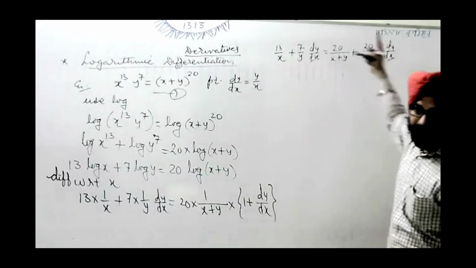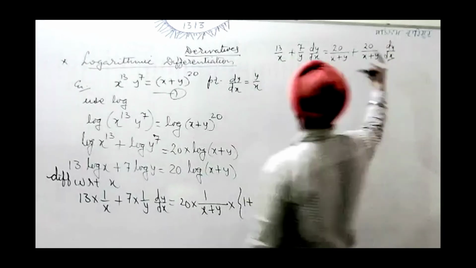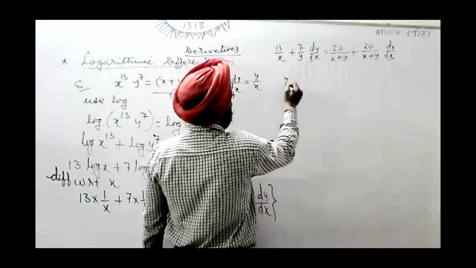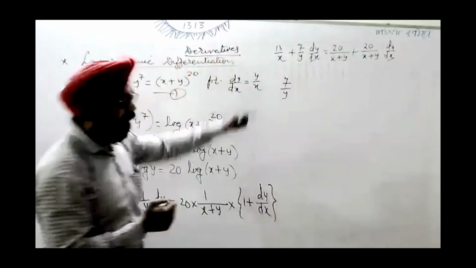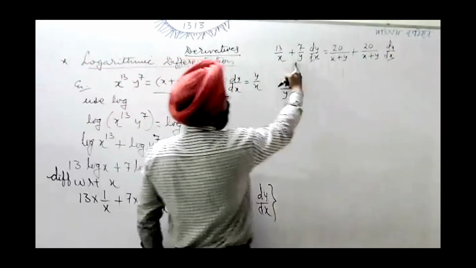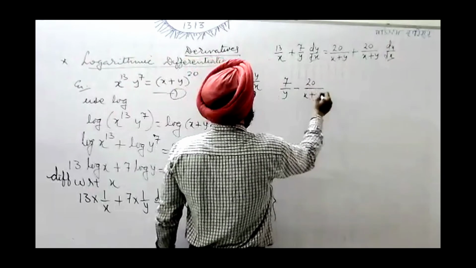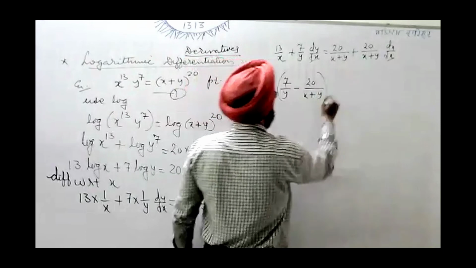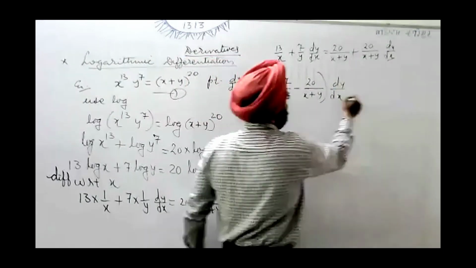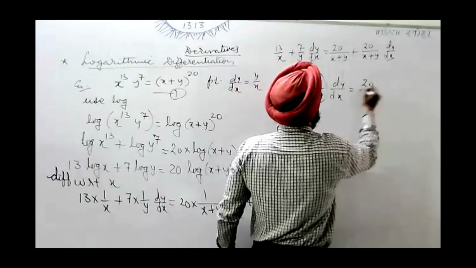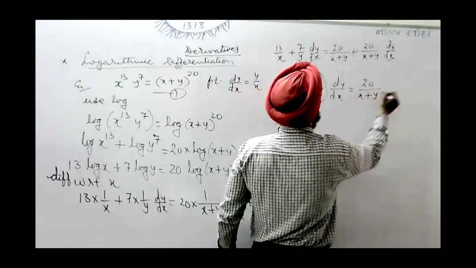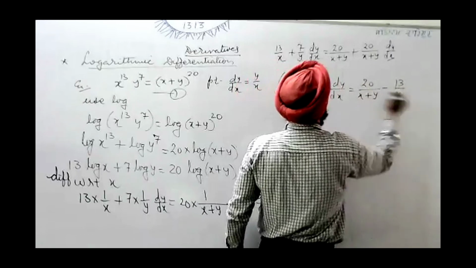13 upon x will be shifted to the right hand side, and this term to the left hand side. So we get 7 upon y. See, I will take dy by dx directly common: 7 upon y, this will turn negative 20 upon x plus y, dy by dx equal to 20 upon x plus y minus 13 upon x. Check.